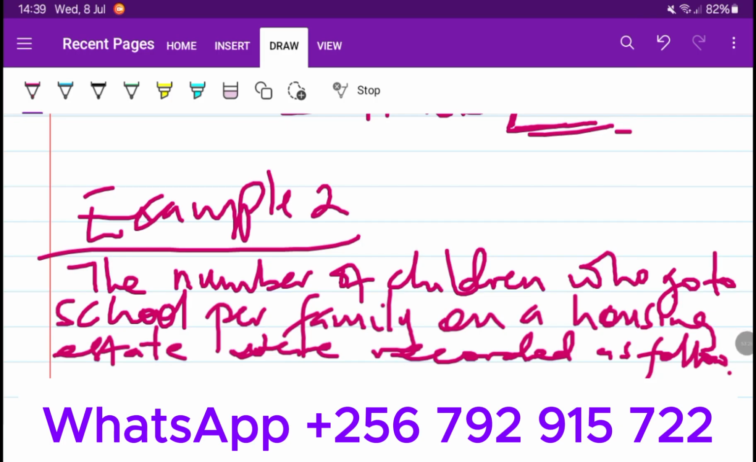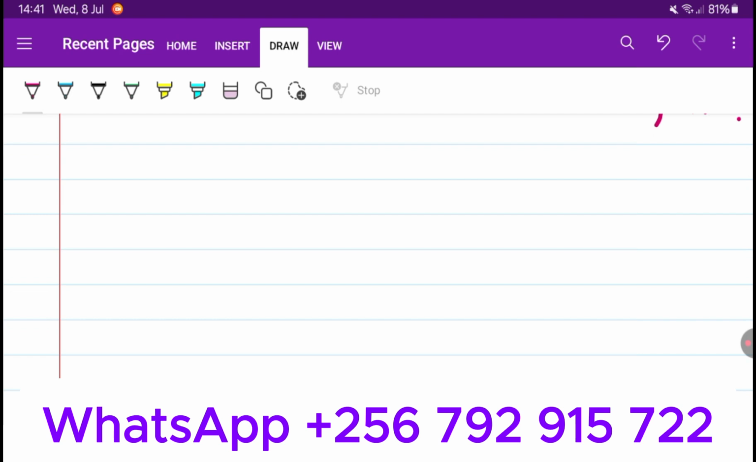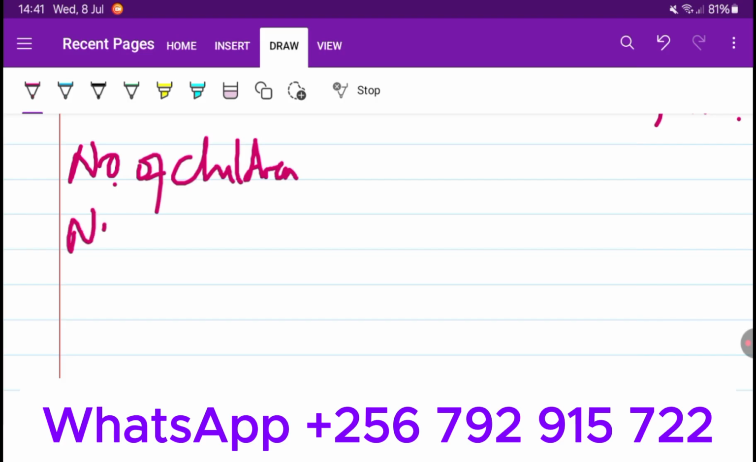So let's have a table that shows the number of children and then the number of families. The main subject we are looking at is the number of students.